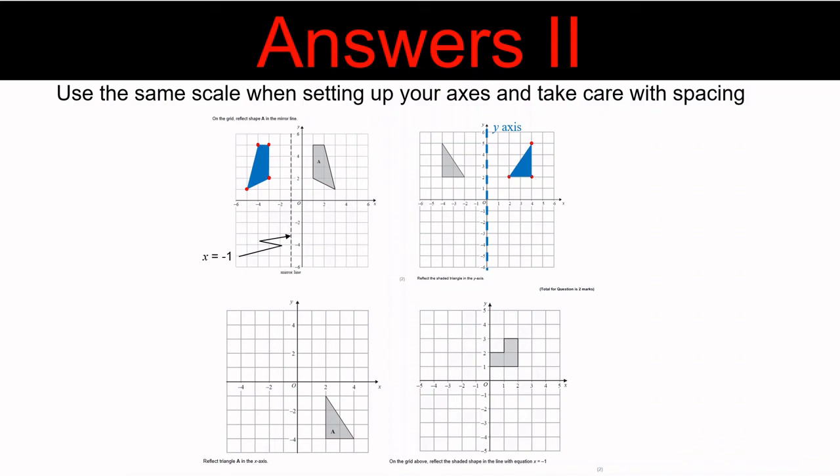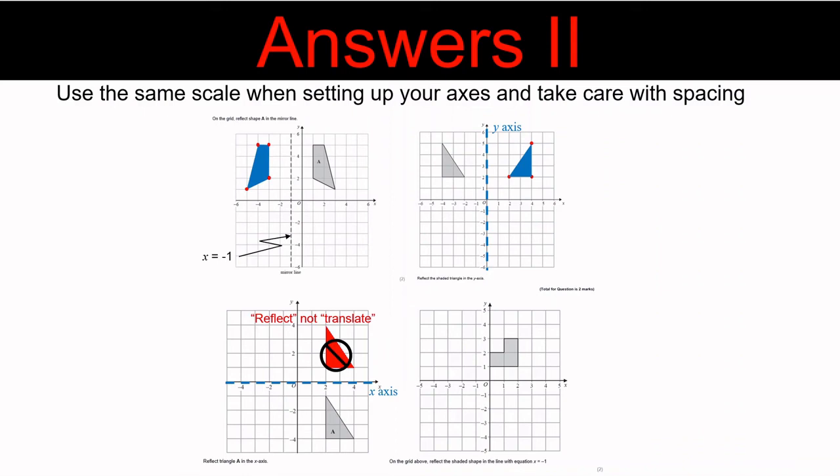Next, I'm reflecting this triangle A in the x-axis. I hope we all know what the x-axis looks like. It's labeled with an X. There's my x-axis. Again, measure the distance of each of the coordinates to the mirror line. I hope you didn't do that again. It's not a reflection, that's a translation again.